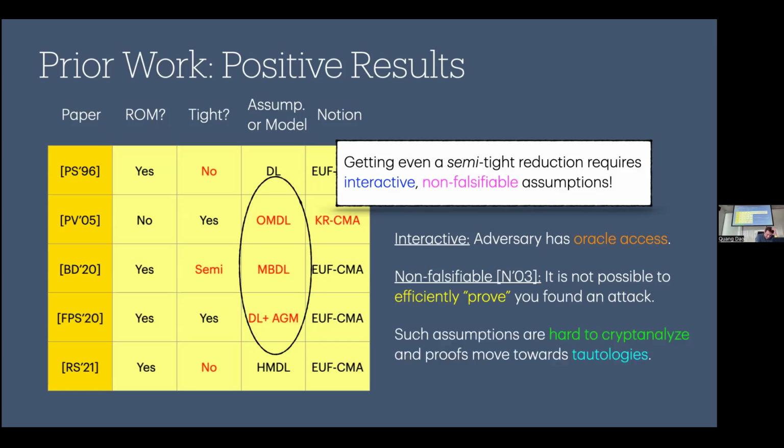So basically, such assumptions are not so good because something like one-more discrete-log is not an attractive target for cryptanalysts. And the proofs, as I said earlier, kind of move towards tautologies, right? Because one-more discrete-log is an interactive assumption. So is the assumption that Schnorr is secure in the random oracle model. If you prove something under one-more discrete-log, formally speaking, it's not clear why your result is better than just assuming the scheme is secure in the first place.